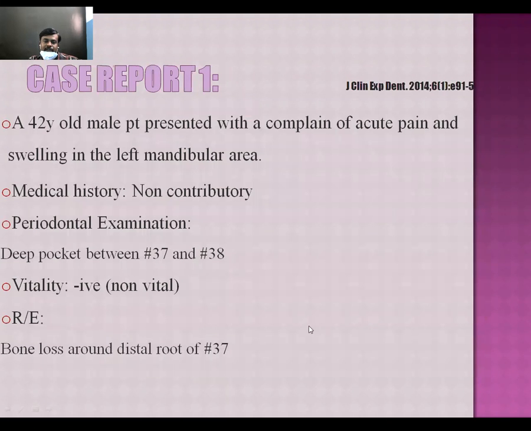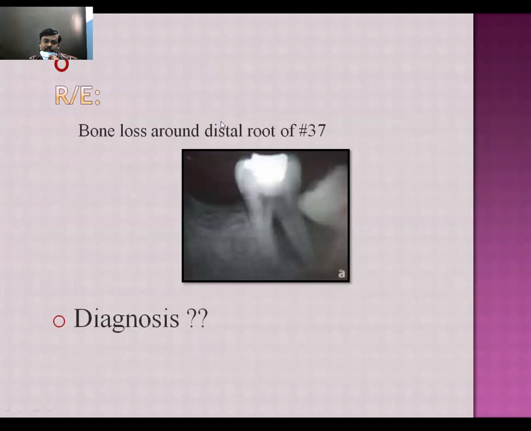Now, just see the screen and tell me the diagnosis. Suppose a 42-year-old male patient presented with a complaint of acute pain and swelling in the left mandibular area. Medical history is not contributory. On periodontal examination, vitality test is negative, and radiographic examination shows bone loss around the distal root. Just see this radiograph and tell me which type of lesion it is.